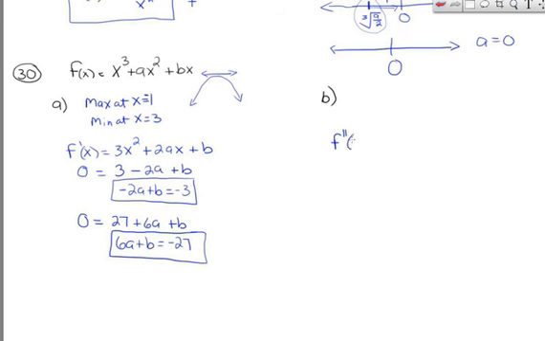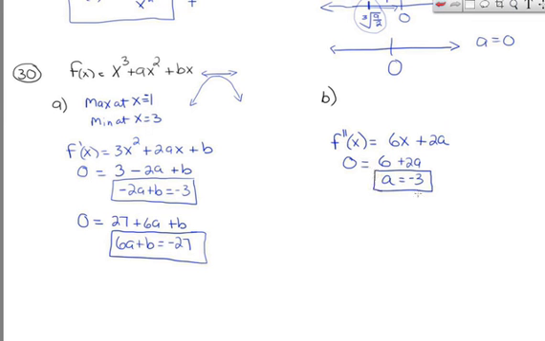So the second derivative, because we need to address that inflection point, would be 6x plus 2a. And if I have an inflection point at x equals 1, we know that when I plug 1 in for x, my second derivative should equal 0. So I get 0 equals 6 plus 2a. I get a is equal to negative 3.